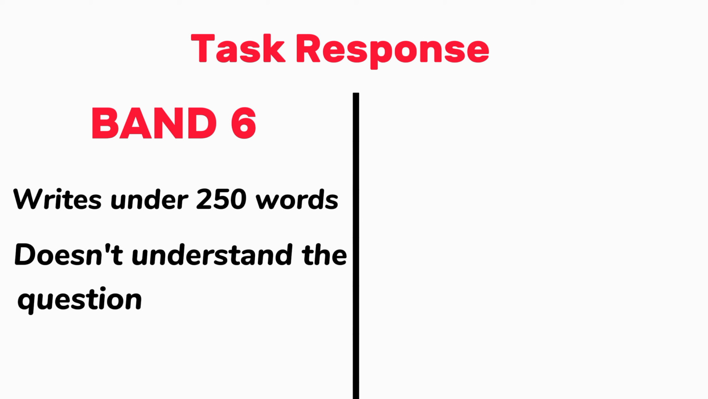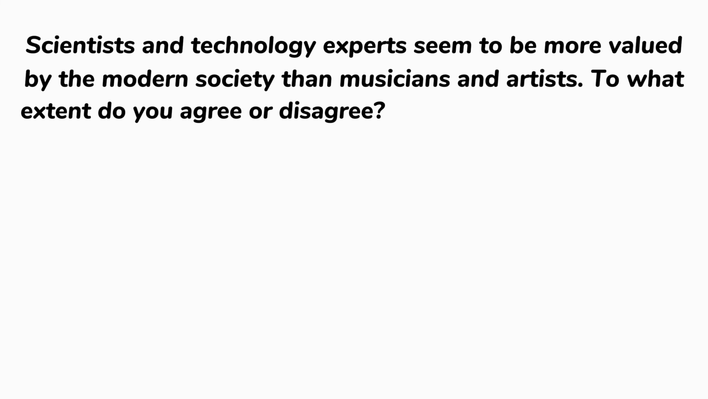For instance, in this essay, scientists and technology experts seem to be more valued by modern society than musicians and artists. A band 6 student will only describe the reasons for why scientists and technology experts are more valued, like they can cure diseases, they can introduce artificial intelligence. But he won't be mentioning the second part, musicians and artists. He won't be saying why they are not valued as much as scientists and technology experts. And that's why his task response score will stay at a band 6.